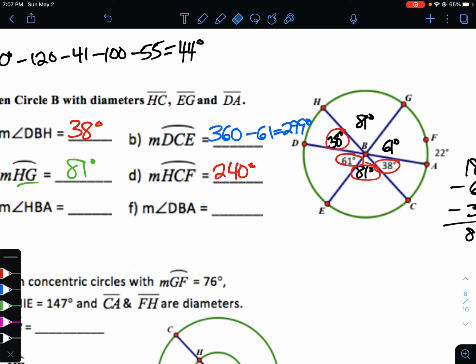All right. I'm going to go ahead and erase some of that so we can see a little bit more clearly. Now we're ready to find the measure for angle HBA. So HBA would be this angle right here. So H to B to A, that would be 81 plus 61, which adds to be 142 degrees. Again, that's 81 plus 61.